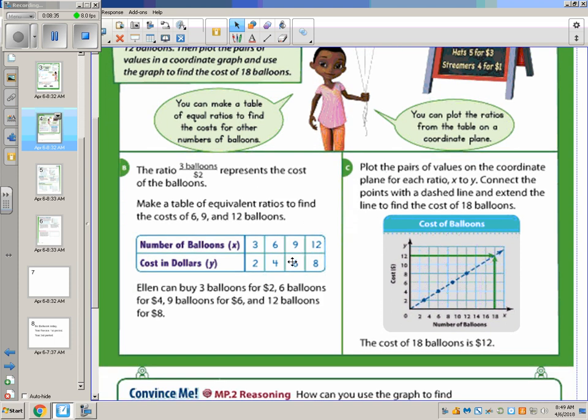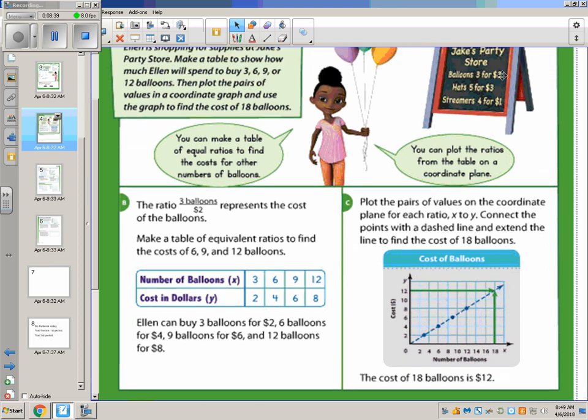So the first thing they did was they set up a ratio table. So they said the number of balloons that she bought first was 3, and we see on this sign that she can get 3 balloons for $2. So each time she doubles that number, her cost is going to double. So if she buys 6 balloons, 2 times 2 would be 4. If she buys 9 balloons, she tripled the amount of balloons, so 2 times 3 would be 6. So that's how they fill in their ratio table.